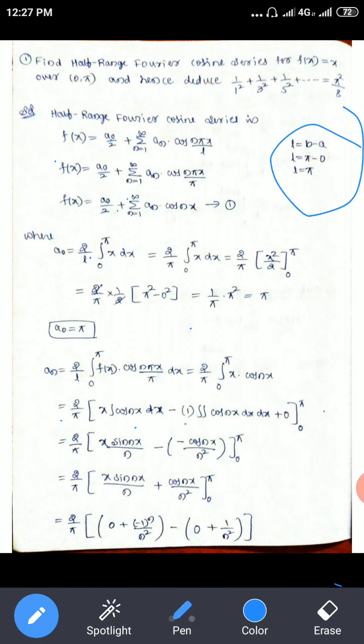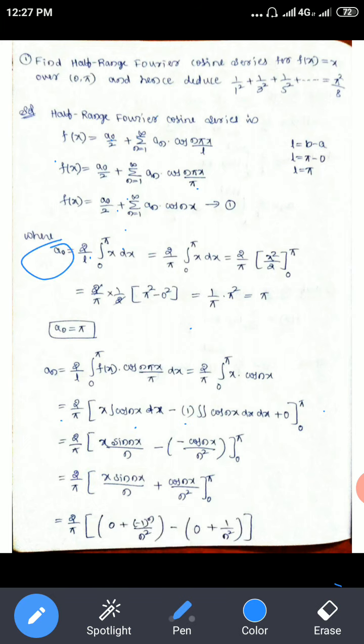Next, the value of l is equal to pi, you substitute here. So a naught by 2 plus summation of an, the pi gets cancelled, and the only remaining thing is cos of nx. Therefore we will get a naught and we will get an.